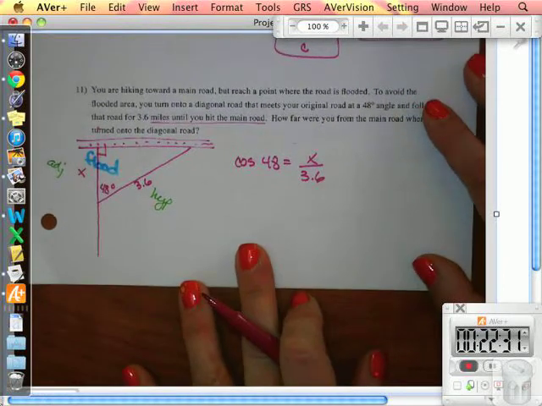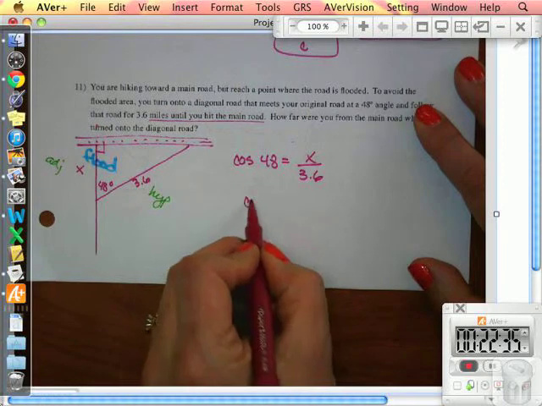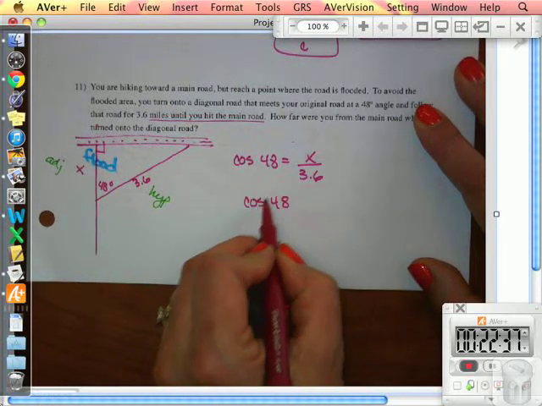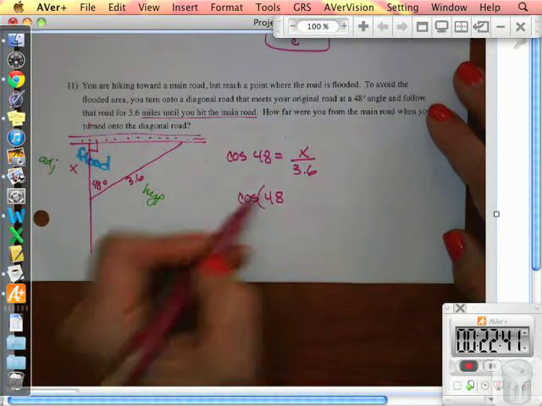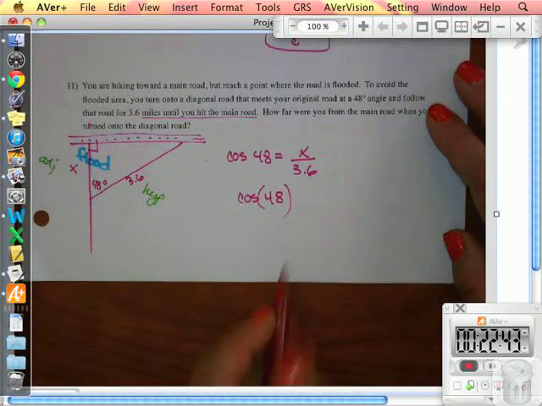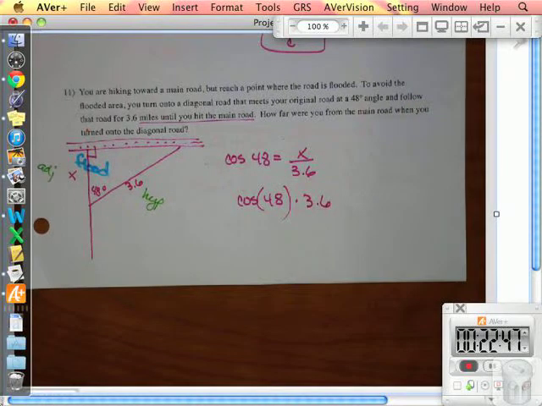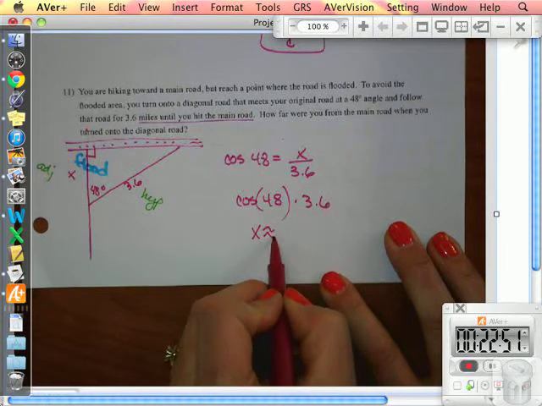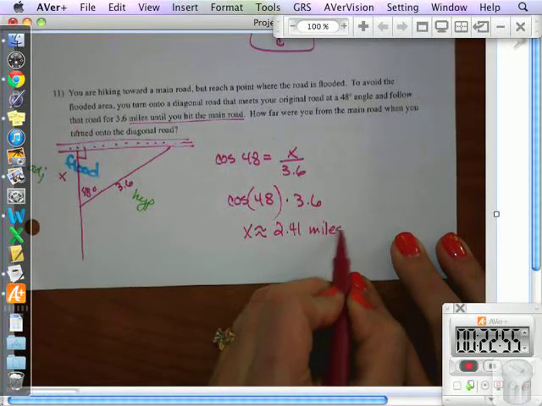So then you just cross multiply, which would ultimately be multiplying these two together. Again, please, please be careful. On the calculator it looks like this, doesn't it? You want to close that and then multiply by 3.6. And x is approximately what? Right. Boom. It was a long one, I know.